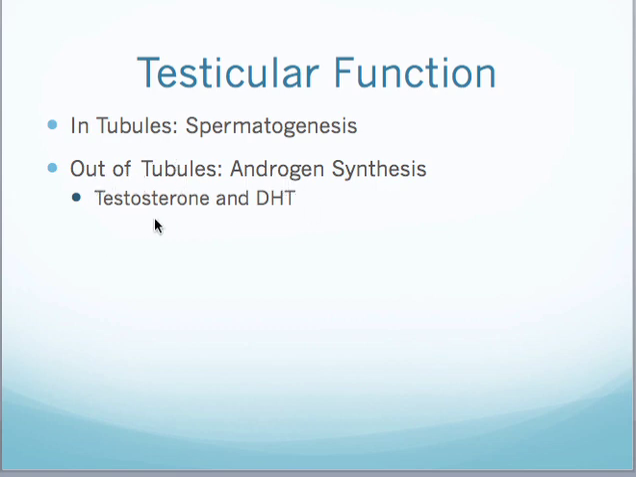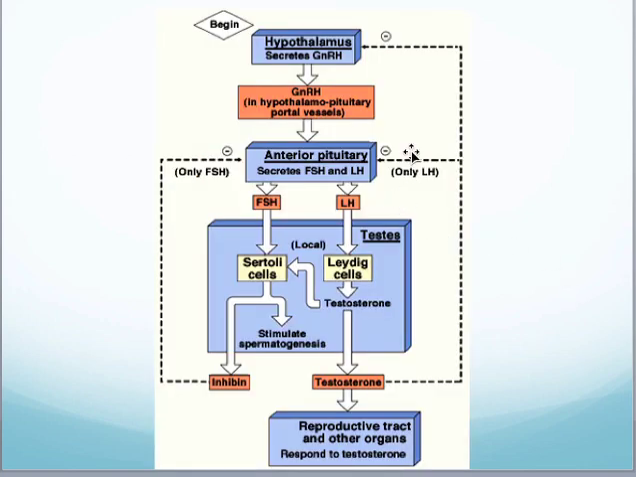We're going to focus on the production of 2 hormones, testosterone and DHT. DHT stands for dihydrotestosterone, and it's a very potent form of the same hormone that is more active in peripheral tissues. The top part of this diagram we already have discussed. It includes the hypothalamus anterior pituitary axis.